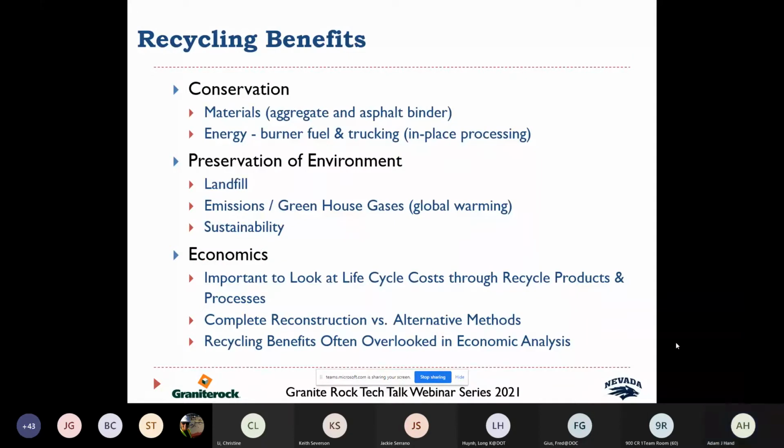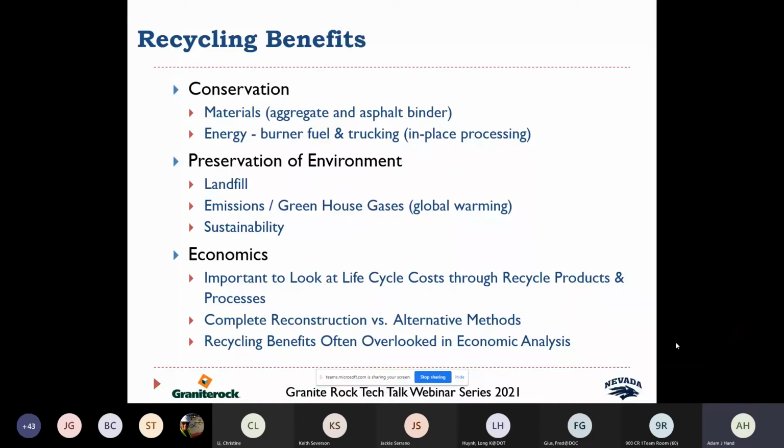Well, I've got three categories here. Conservation: one of them is conserving the raw materials, right? If we reuse asphalt pavement, we grind it up, we mill it up, and we take it back to the plant and use it as RAP, then we don't have to mine virgin aggregates. And the asphalt binder, which has a significantly greater carbon footprint than the aggregates, we've got some asphalt binder in that RAP that can contribute to the mix. So we conserve those materials.